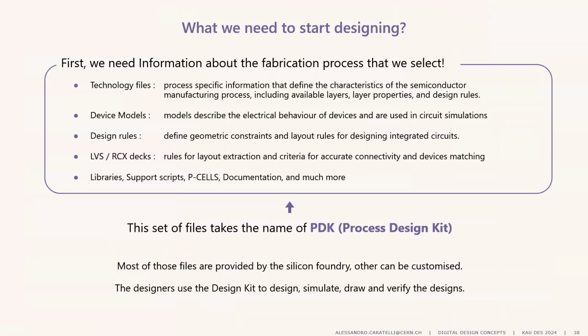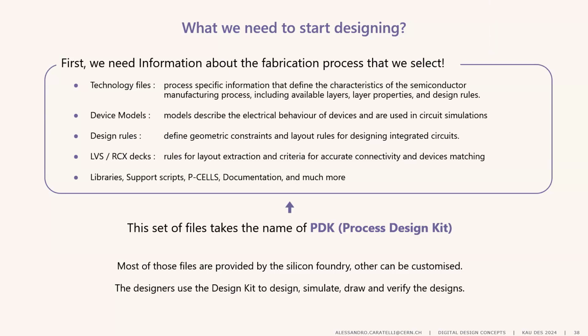Okay, so what do we need to start designing, in particular for ASICs? First of all, we need a lot of information about the fabrication process that we select. So we need what we call technology files, which are process-specific information that define all the characteristics of the semiconductor manufacturing process, including all the available layers, properties, and rules. Then we will need the models for the devices, describing the electrical behavior that are used to simulate the circuit, and a set of design rules which define the geometric constraints, the layout, and so on, and also libraries, support scripts, PCells, documentation, and much more. All this set of files together makes what we call the PDK, which is the process design kit.